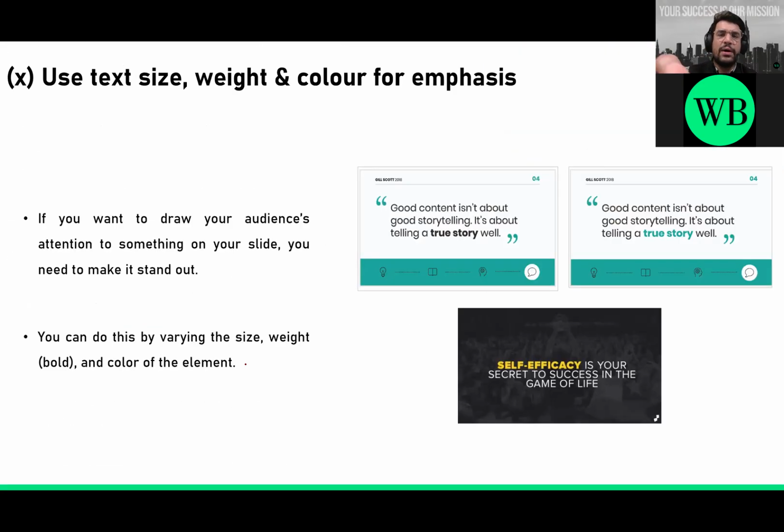Now, this is something that we discussed earlier, but just specific to this, if you want to draw your audience's attention to something on the slide, you need to make it stand out.